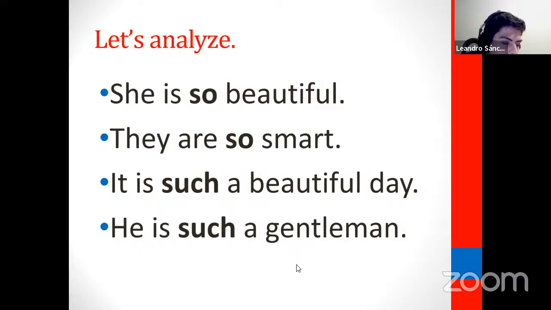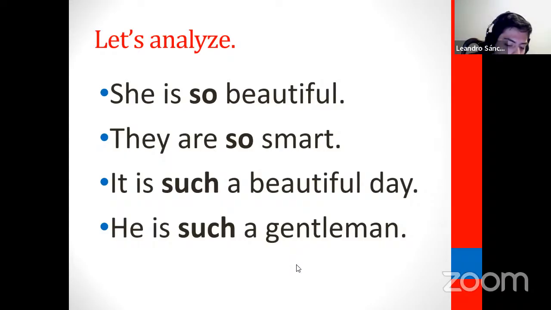So we use so with adjectives, and such for nouns, for persons. Okay, correct. Yes, it's correct, and that's enough, right? We use so because we have an adjective, correct? We use such because we describe, or we intensify, what? A noun. Exactly, right?